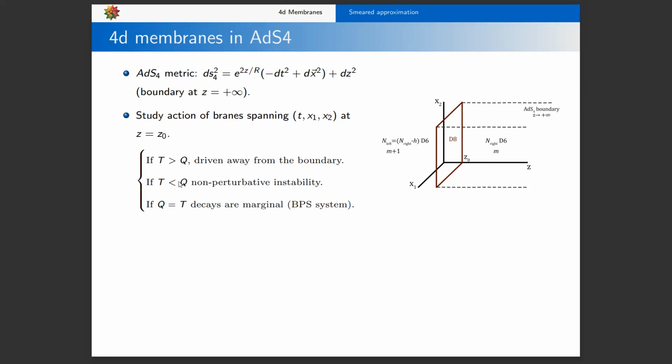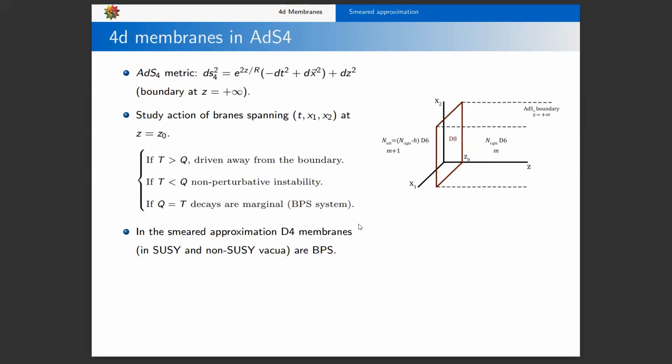If the tension is smaller than the charge, then these bubbles tend to grow, and we have a perturbative instability. In the case where the charge is equal to the tension, the system is stable at this given position, and the case will be at best marginal. We have, for example, the BPS systems described by the refined weak gravity conjecture. We put this into practice and test it for the D4 membranes, both for the SUSY setup and the non-SUSY setup, and we see that both, at the leading approximation, verify the Q equals T relation. So at this level, they seem to be in tension with the weak gravity conjecture.